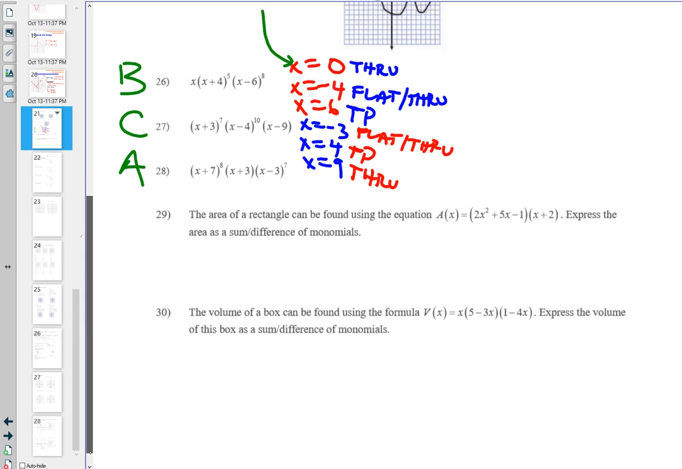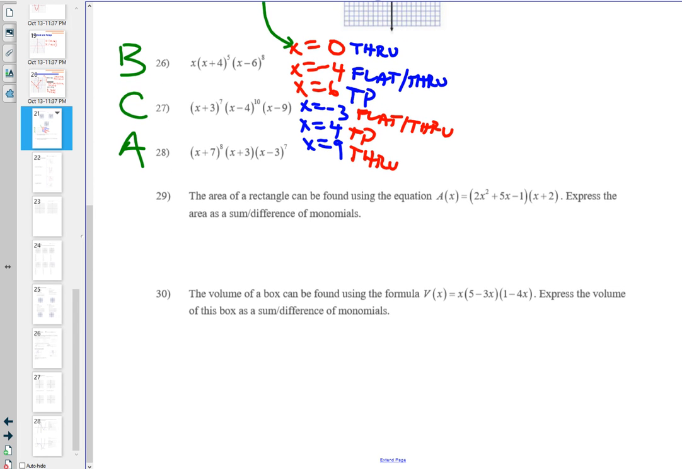Questions there? Let's see this. The area of a rectangle can be found using this equation. Express the area as a sum or difference of monomials. Alright, this is just a fancy way of asking you to do what? Definitely not long division, no.